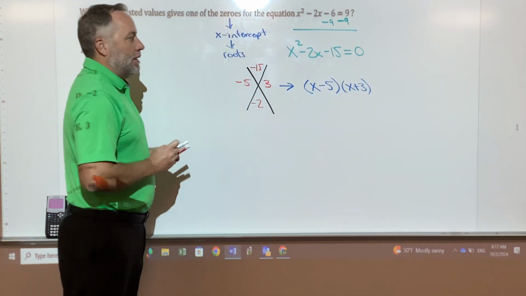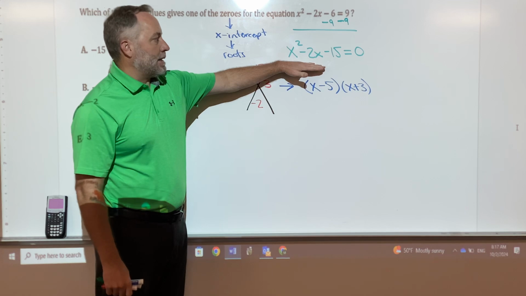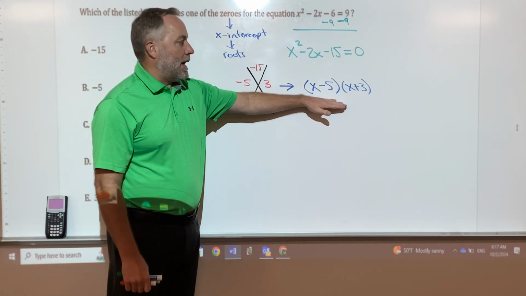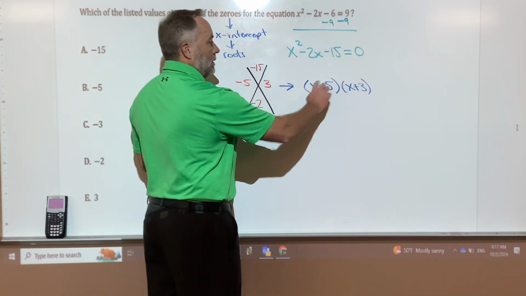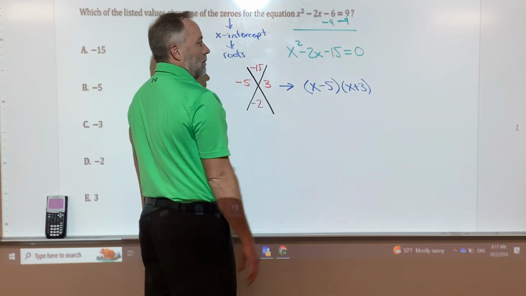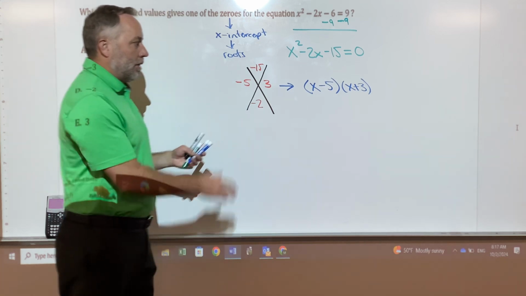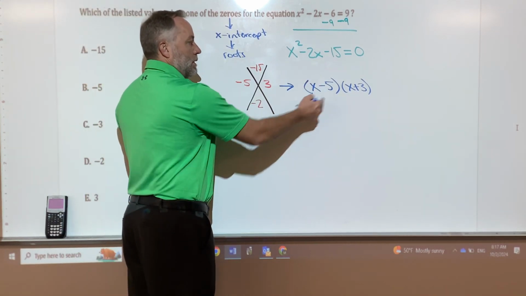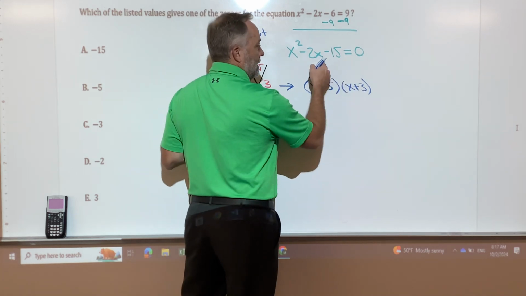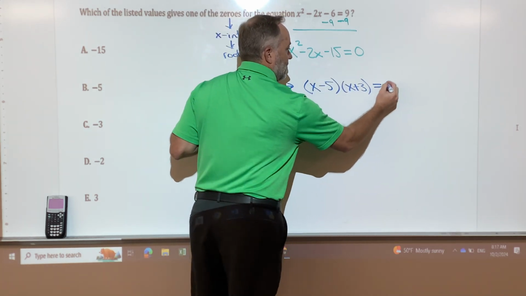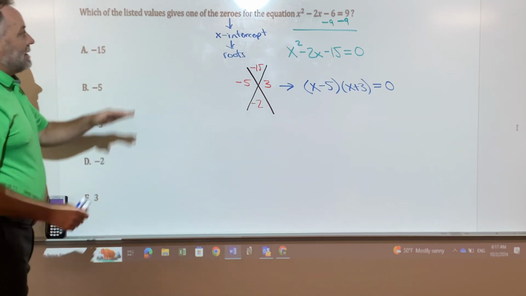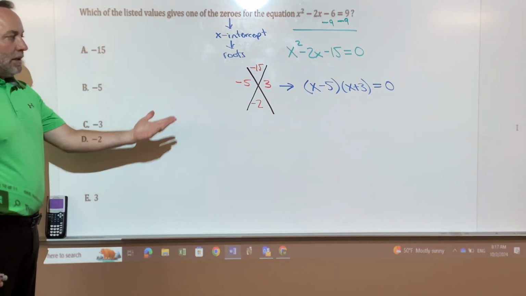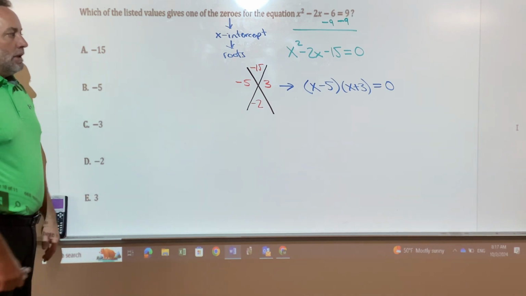And what we're saying there is that what's written here, x squared minus 2x minus 15, is the same as x minus 5 times x plus 3. If we multiplied this through and combined like terms, we'd get back to the green. So those 2 things are the same equation, just in a different form. One's in standard form, one's in factored form. So this is set equal to 0, which means this can be set equal to 0. And we're being asked to find one of the zeros, one of the x values that when plugged into the equation, will give you 0.